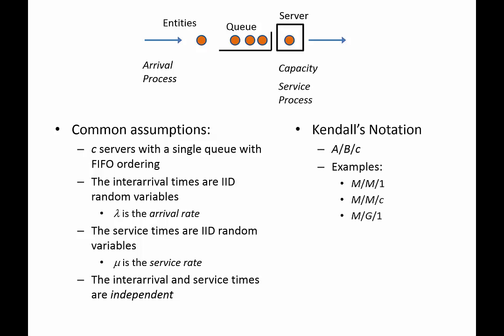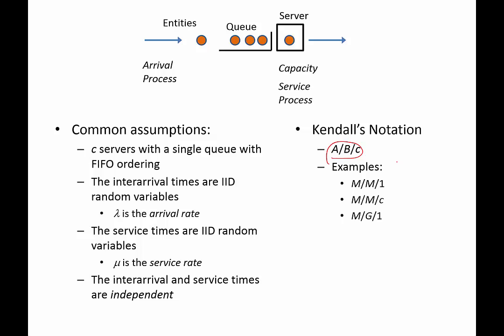So we're also going to use something that's called Kendall's notation for describing our queuing system. And the version of Kendall's notation we're going to use is a reduced version. There are also other versions that have additional information, but all we're interested in for this video are the three components that we see here for ABC. So A describes the arrival process, B describes the service process, and C gives the capacity of the server.